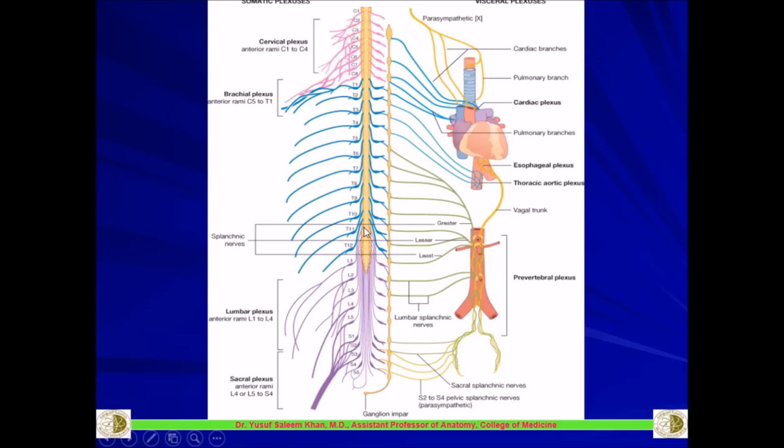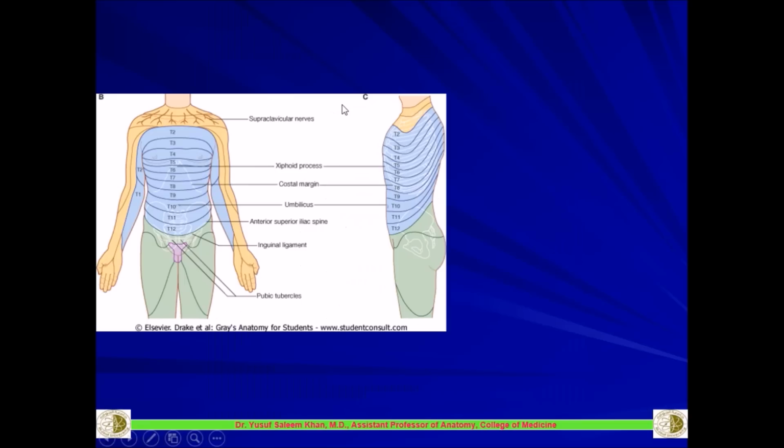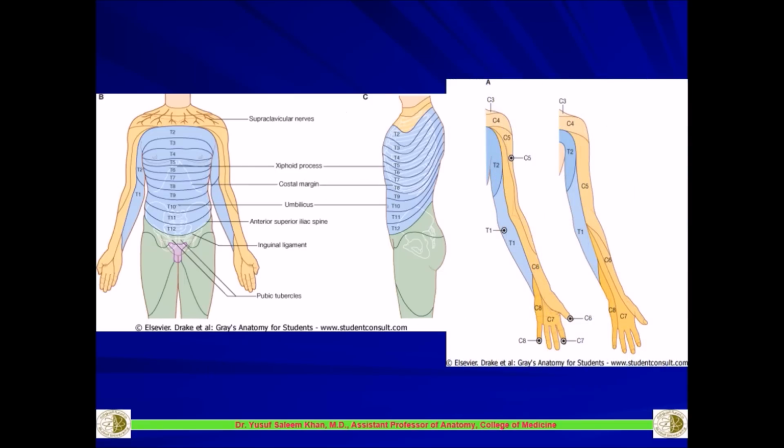So here will be an enlargement that will be called the lumbar enlargement. Here, because it is in the cervical region, this is called the cervical enlargement, and these are the nerve roots which are coming. So these are the dermatomes which will be supplying the upper limb: C5, C6, C7, C8 and T1. This is the skin part, and these are called dermatomes, which are the area supplied by one single nerve on the skin.